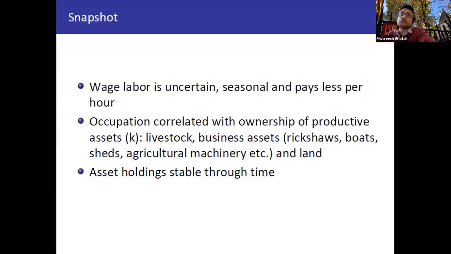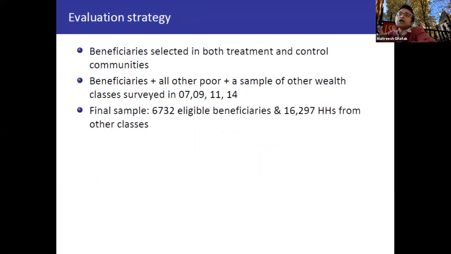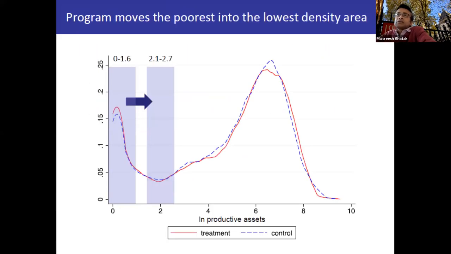That's what the overtime picture seems to show. Now, just to recap a bit, what this program basically involved was giving a combination of livestock as well as asset-specific training to these individuals. The final sample that this study looks at is about 6,000 plus eligible beneficiaries, and some of the others who were studied who were not extremely poor.